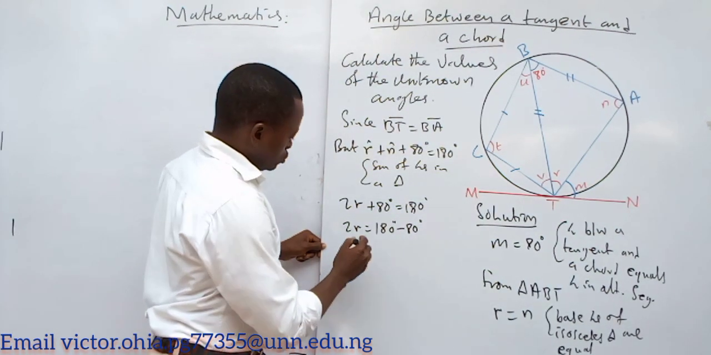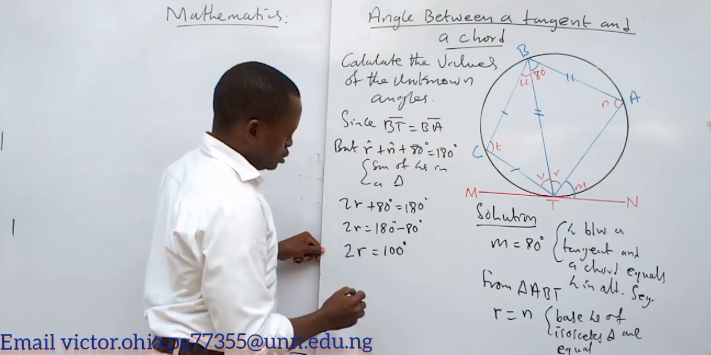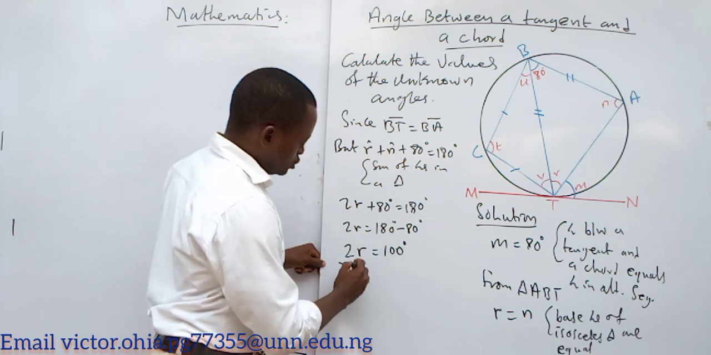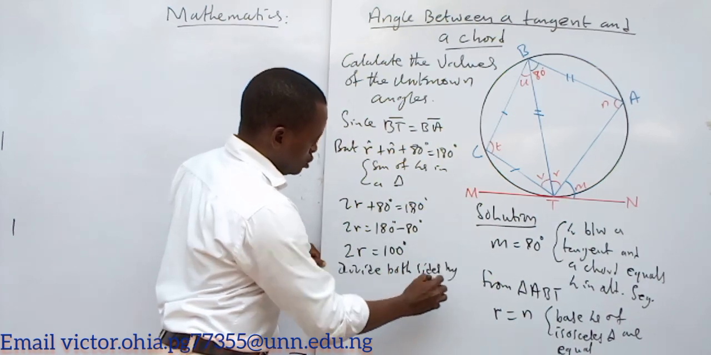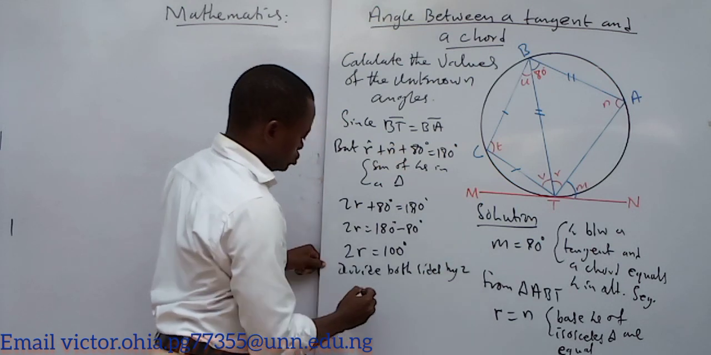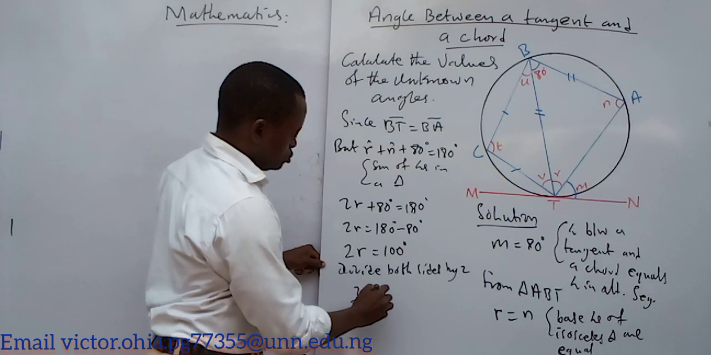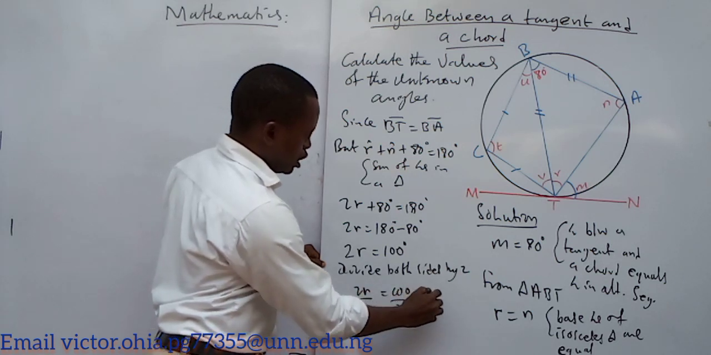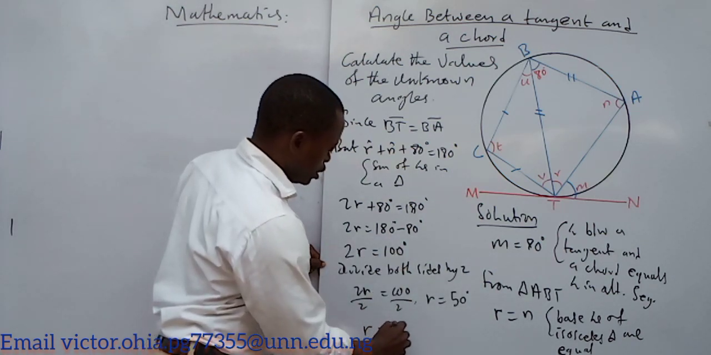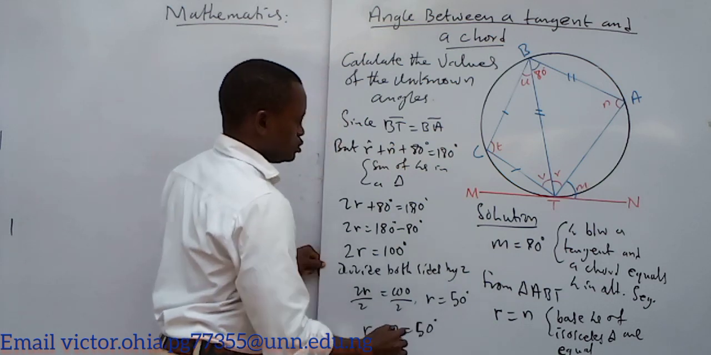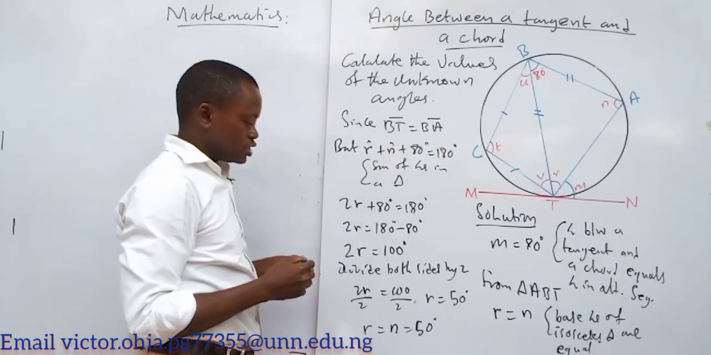So what do we have here? That 2R is equal to 100 degrees. And what do we have again? Divide both sides by 2. So we are going to have that 2R over 2 is equal to 100 over 2. That means R is equal to 50 degrees. And you know that R, which is equal to N, is equal to 50 degrees. So we have been able to find the value of R and the value of N at the same time.